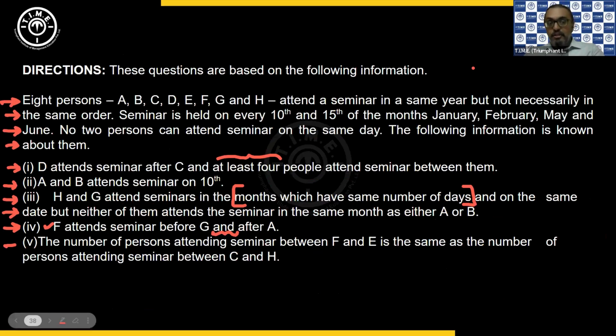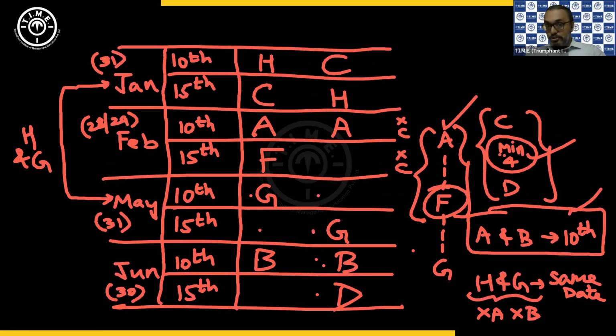Yes, the last condition, condition 5: number of persons attending the seminar between F and E is same as the number of persons attending the seminar between C and H. So between F and E should be same as between C and H. Now here, unfortunately, between C and H, there are 0 people. But between F and E, you will get minimum 1 person because adjacent positions to F, you cannot have E. So that is why the first arrangement is not going to be our answer anymore.